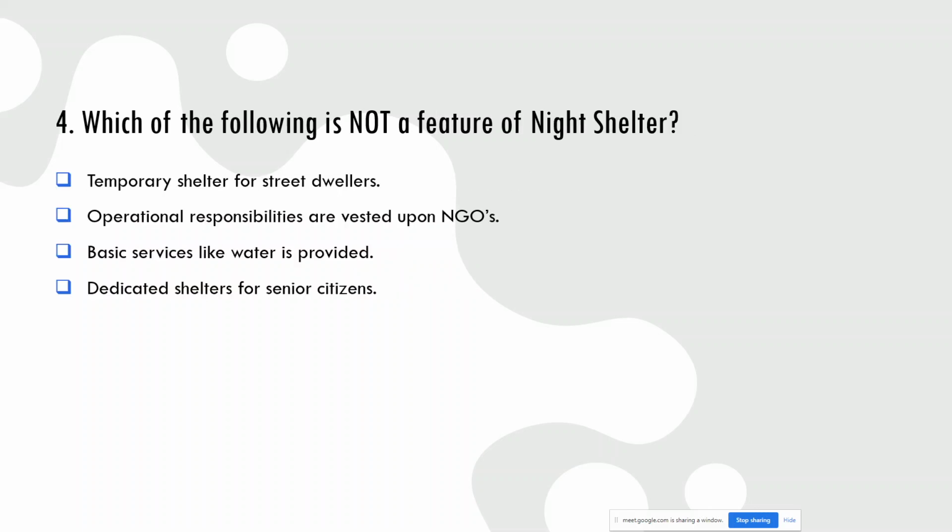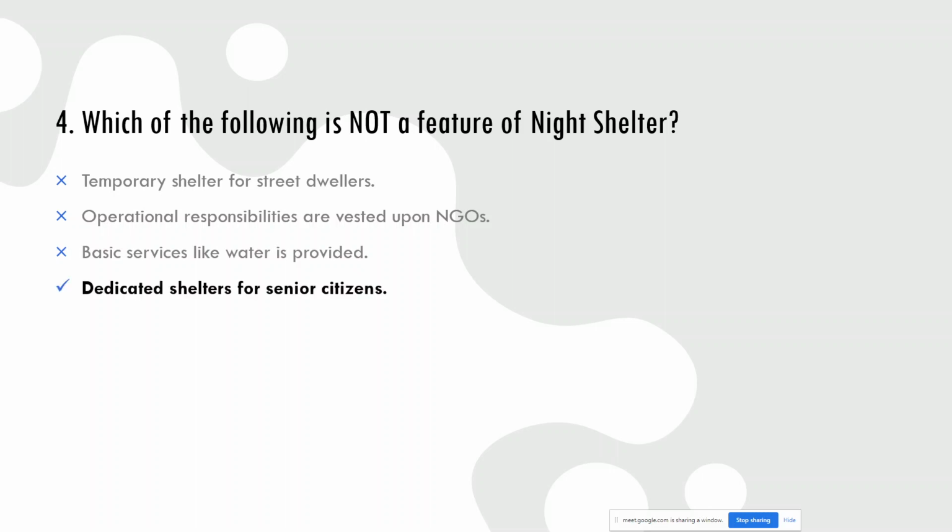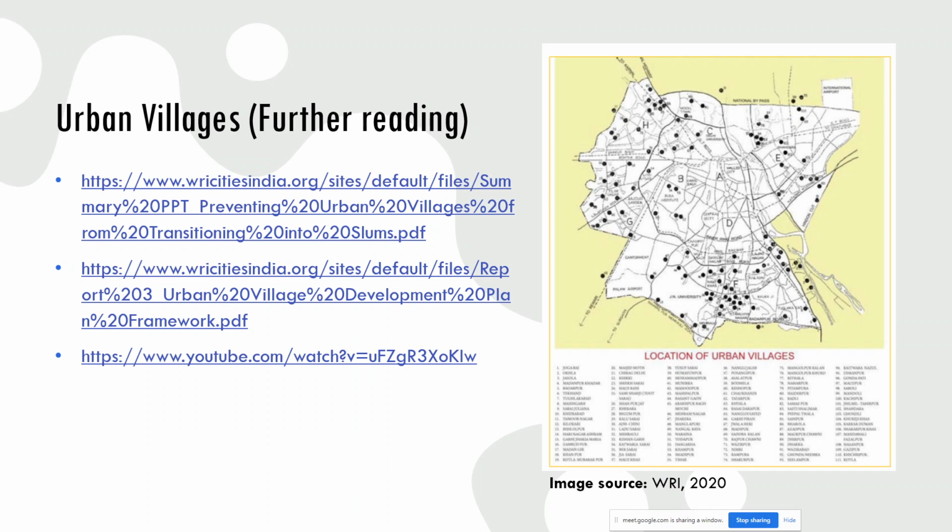The fourth question, which of the following is not a feature of the night shelters? Night shelters are usually used as temporary shelter for the street dwellers, and they have the operational responsibilities which have been given to the non-governmental organizations to undertake this. And basic services like water are provided by the night shelters, but these dedicated shelters are not meant for the senior citizens. The dedicated shelters which are meant for the senior citizens are known as old age homes.